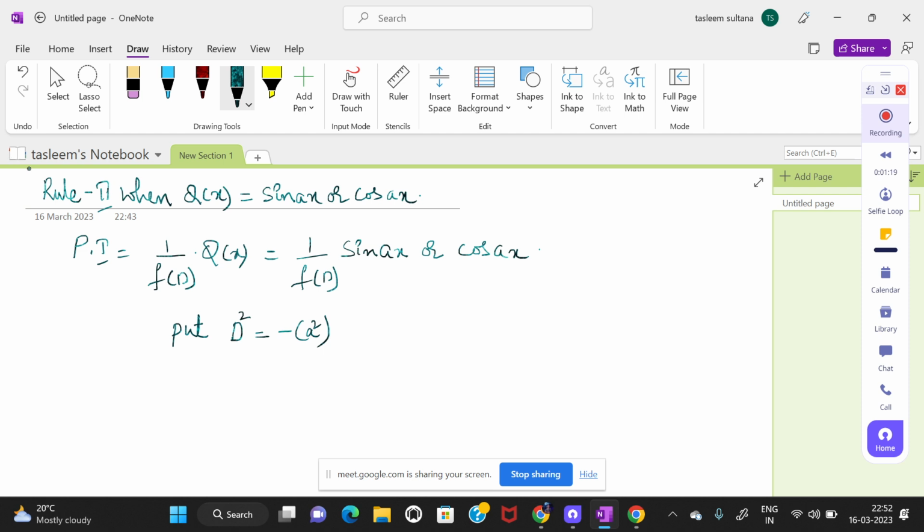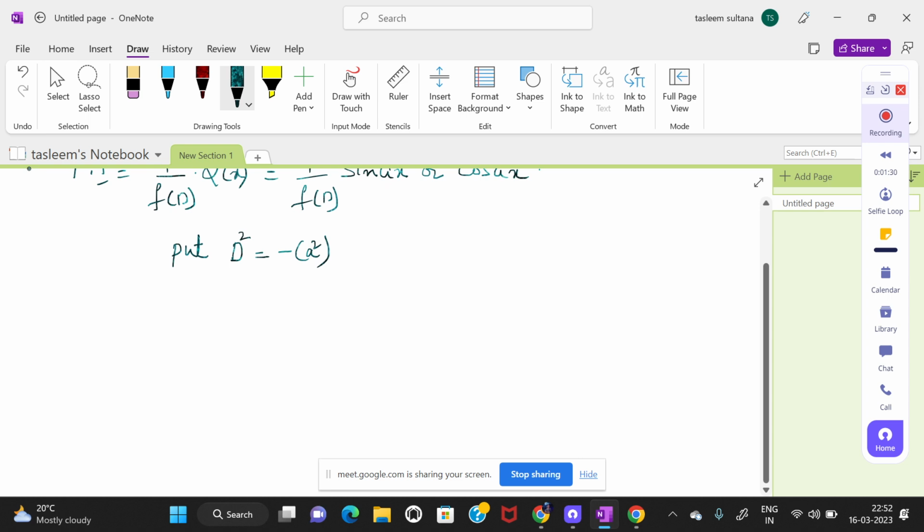You're going to substitute that, and if any single D is left, then you're going to rationalize that factor with the conjugate factor.